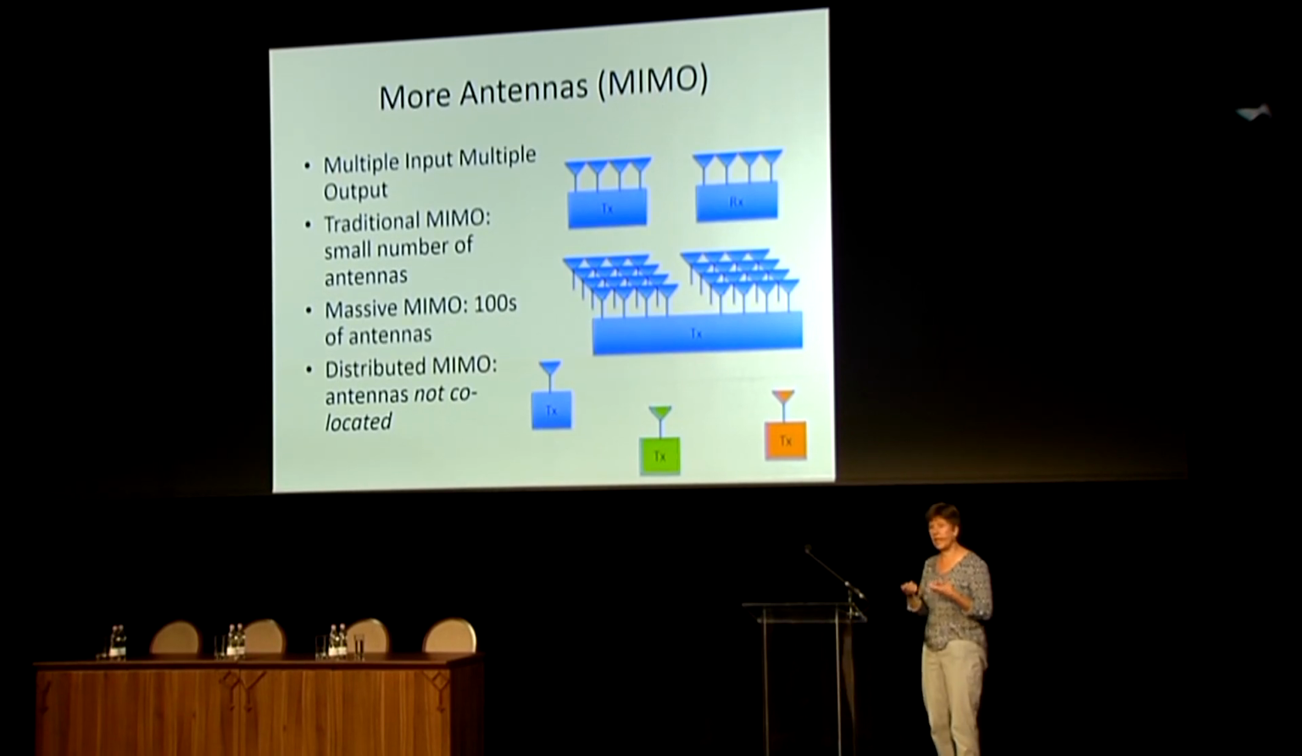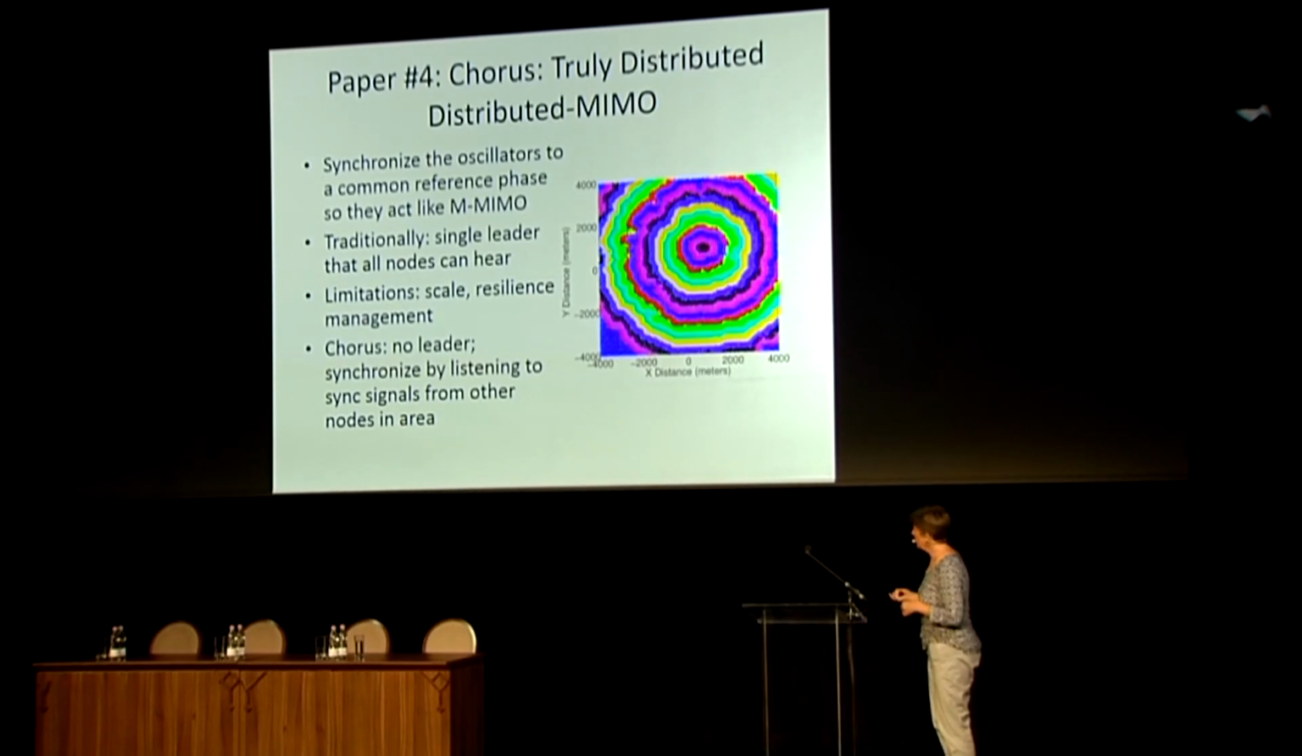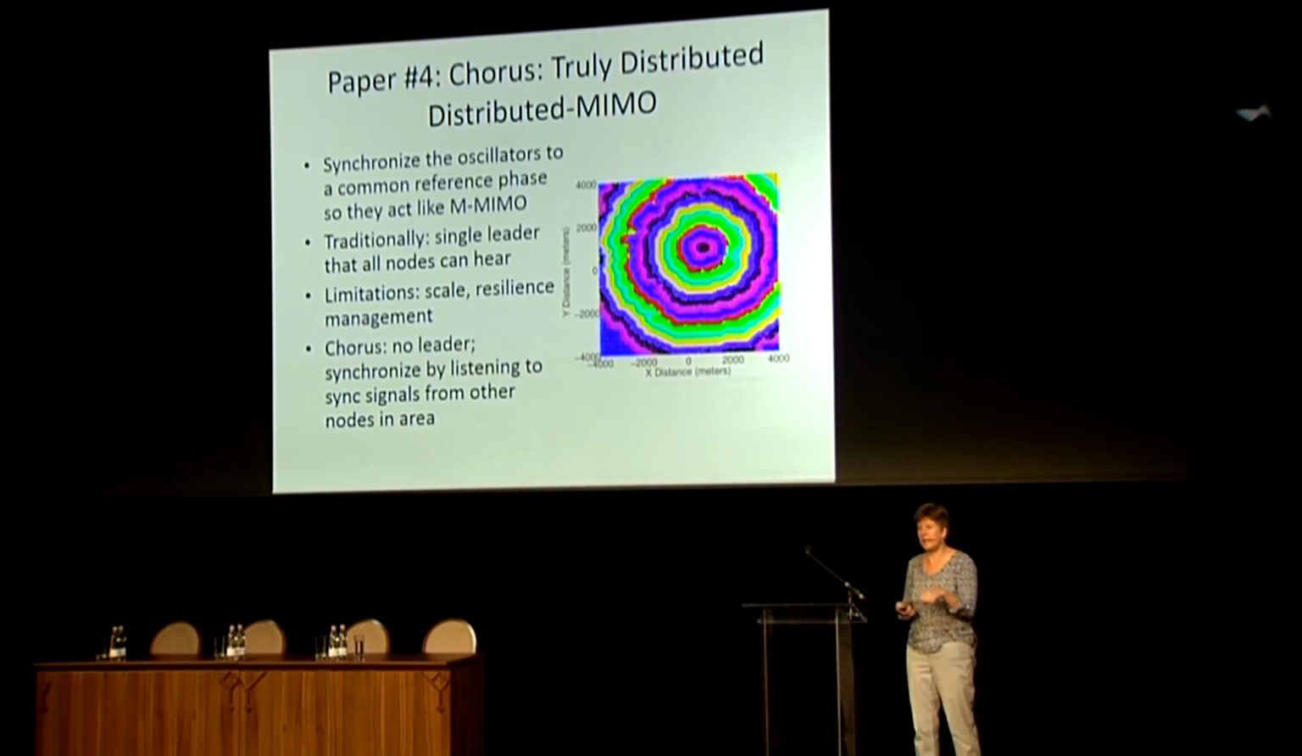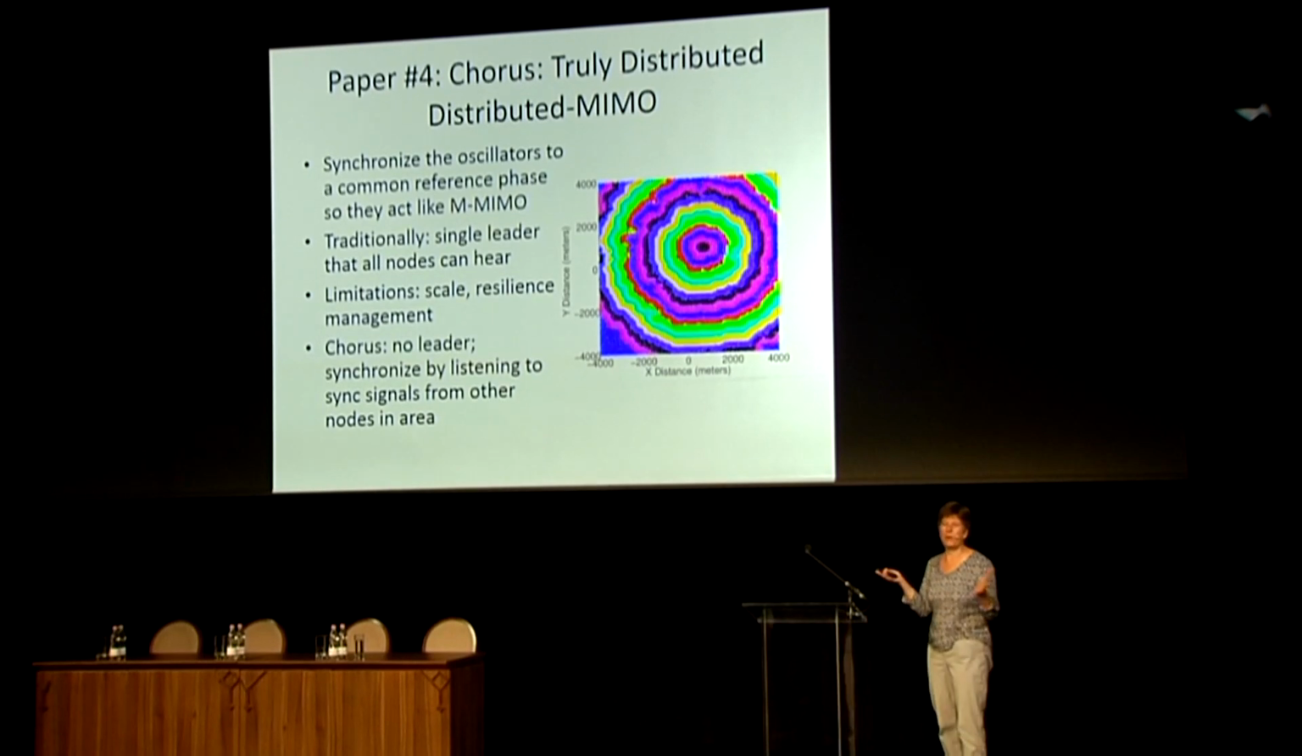And so synchronizing them, getting them to beamform and work out properly is a more challenging problem because they're distributed. The general idea is that you're trying to synchronize their oscillators to a common reference phase. One way to do that when you have distributed antennas is to have a leader. The leader is in charge of sending out a reference signal that everyone can hear, and that's what all the other antennas synchronize onto.